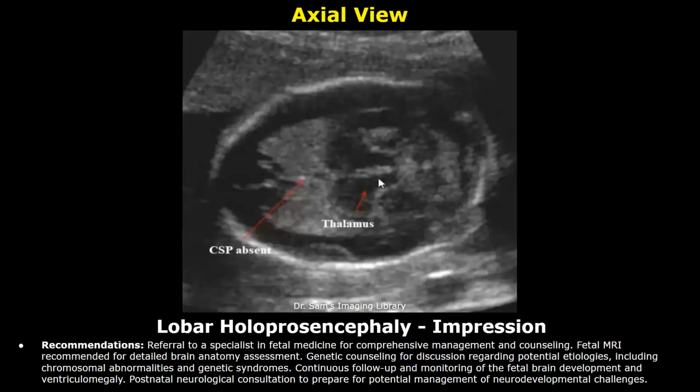Recommendations: referral to a specialist in fetal medicine for comprehensive management and counseling. Fetal MRI recommended for detailed brain anatomy assessment. Genetic counseling for discussion regarding potential etiologies, including chromosomal abnormalities and genetic syndromes. Continuous follow-up and monitoring of the fetal brain development and ventriculomegaly. Postnatal neurological consultation to prepare for potential management of neurodevelopmental challenges.